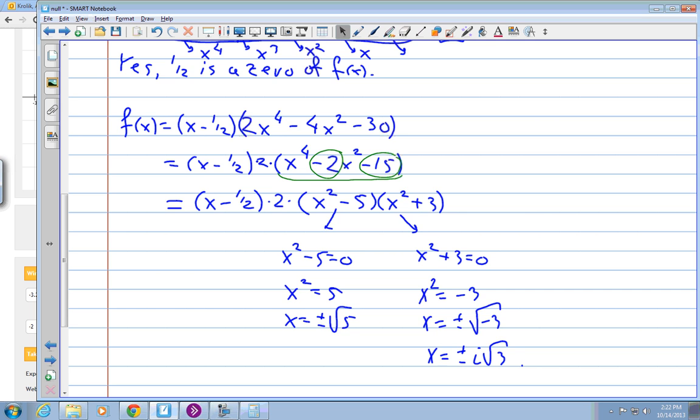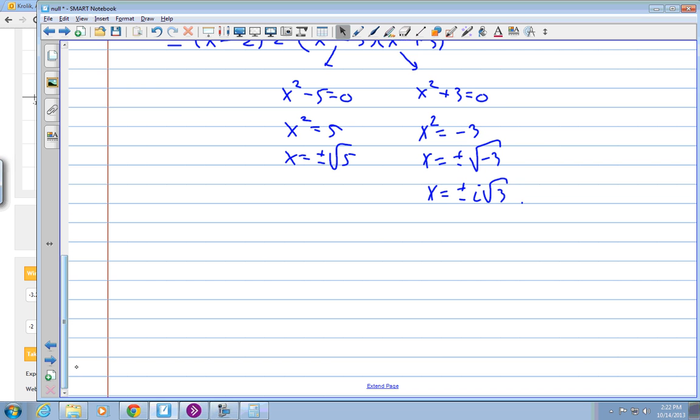We started with the 5th degree, and we got x equals 1/2. So here are the zeros. 1/2, plus or minus root 5, plus or minus i square root of 3.